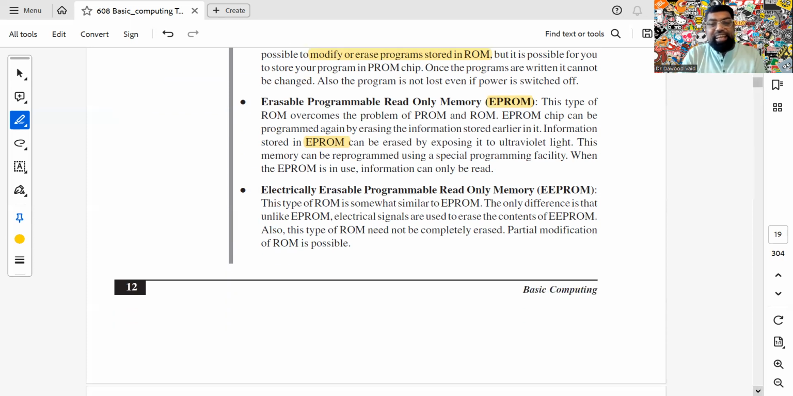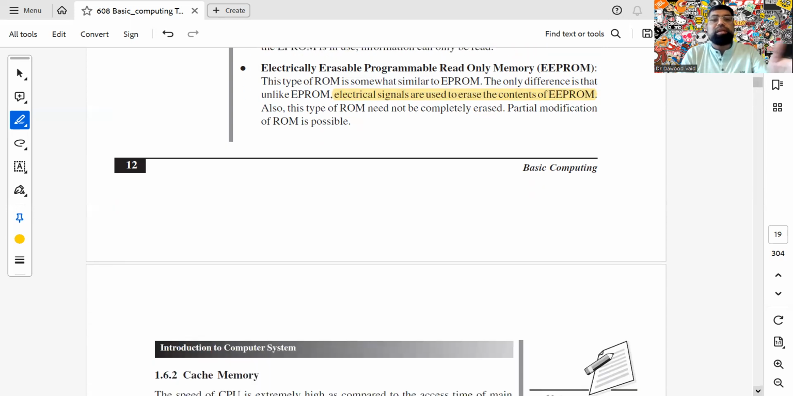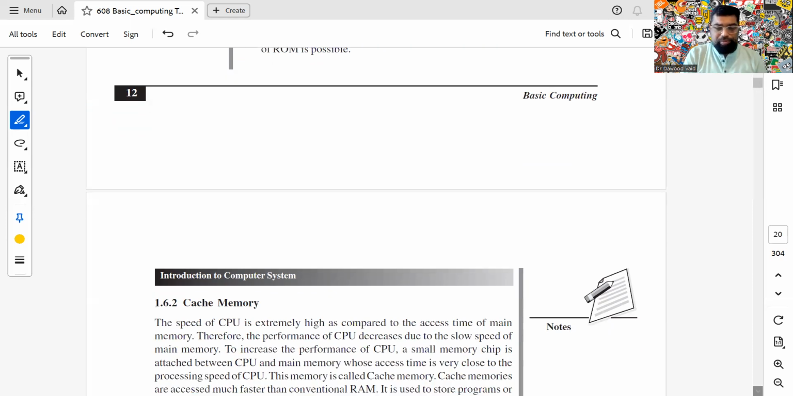What is electrically erasable PROM? Well, you use electrical signals to change it, and partial modification is possible. These are some of the inputs. It could be the display of your computer. It could be the brightness of the computer. I use a signal and I can change the data in EEPROMs.